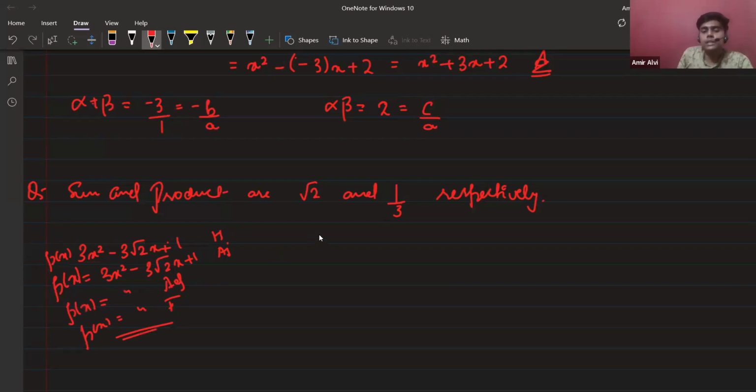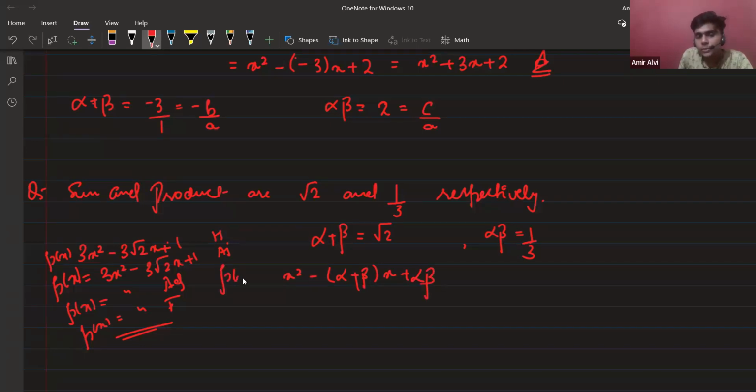You just have to basically do what? Alpha plus beta is given as root 2, yes or no? Yes, sir. Alpha into beta is given as 1 by 3. Is this clear? And what is the equation there? x square minus of alpha plus beta x plus alpha beta. This is the general equation for the polynomial. We just have to put the values of alpha plus beta and alpha into beta. x square minus of root 2 x plus 1 by 3.